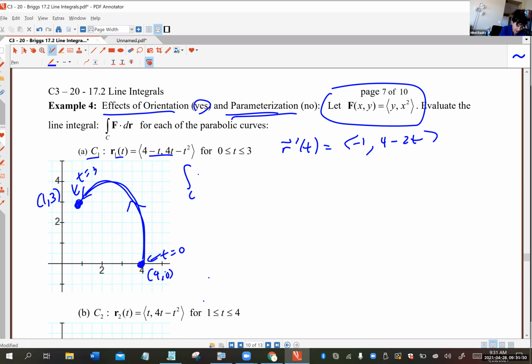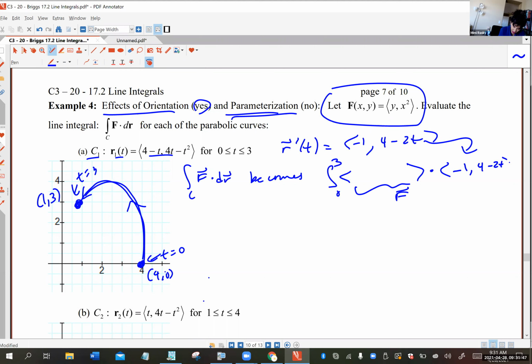Fine. So this line integral becomes the line integral going from 0 to 3 seconds. And you're going to take a dot product of the force field with the r prime vector, and then integrate with respect to t. Now, the force field is yx squared, but you're not going to put y and x squared in there. I only want to see the letter t. So the y will get replaced with the y component of the vector valued function, and they luckily parameterized it for us.